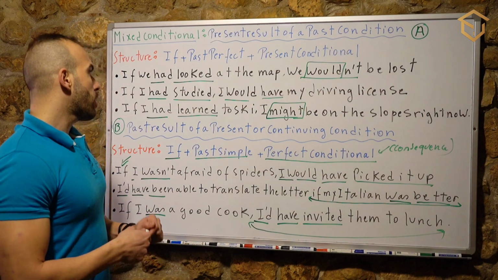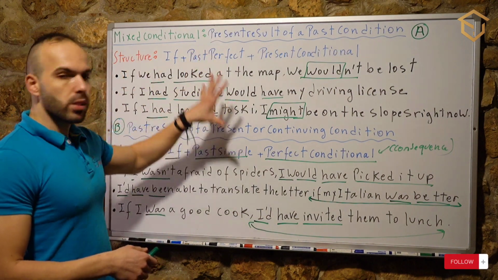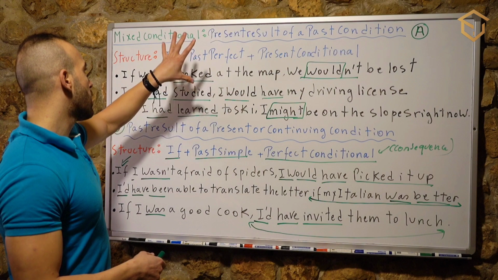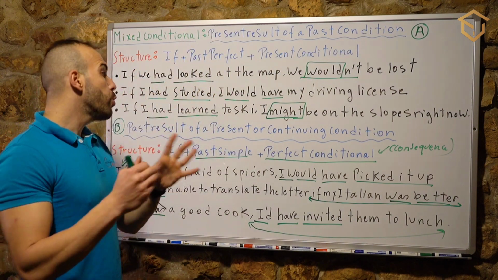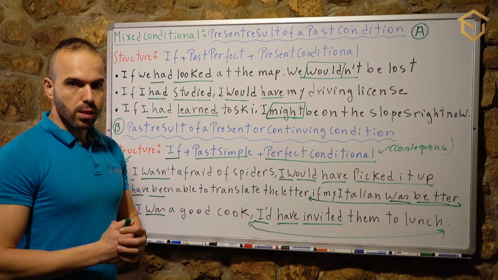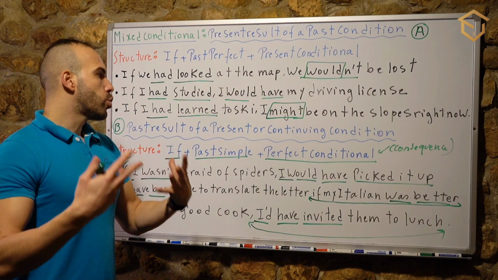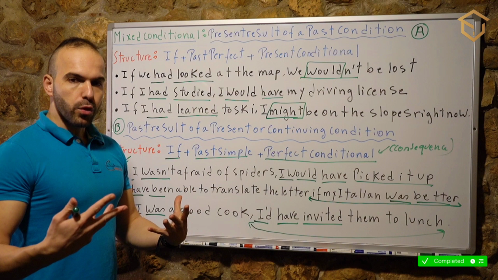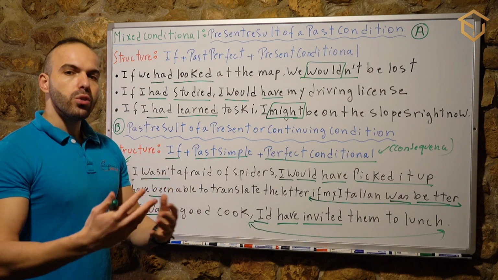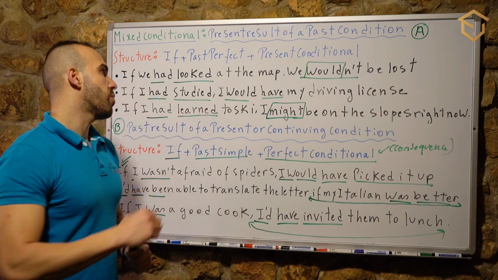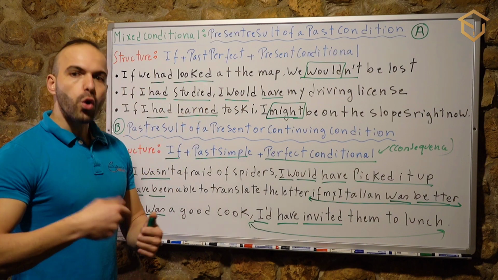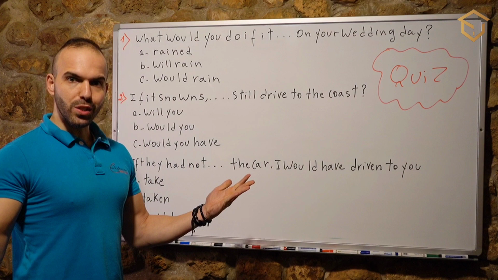So as you can see, I want you to focus a lot on these two types, A and B, of mixed conditionals. If you learn how to use them in your sentences, you will show that you are able to speak fluently and confidently. So try to utilize them and take advantage of the usage and the structure of these sentences when you speak or when you write. It's quiz time now.